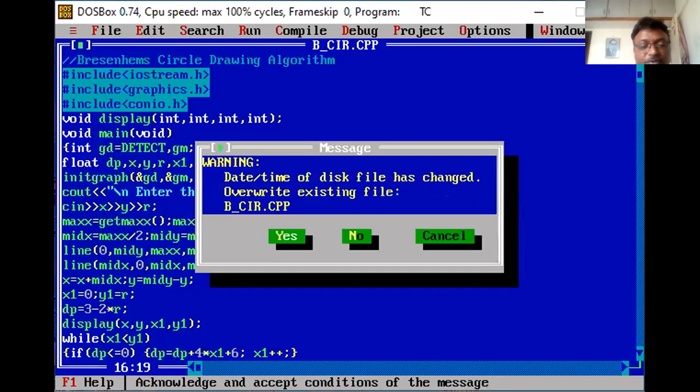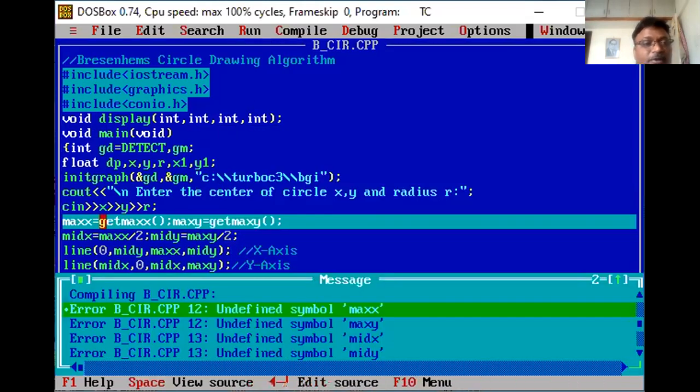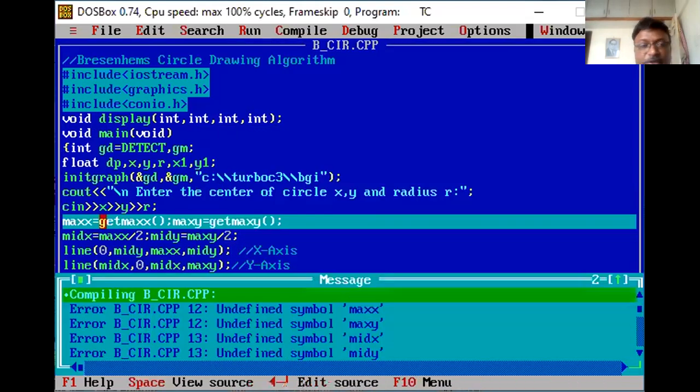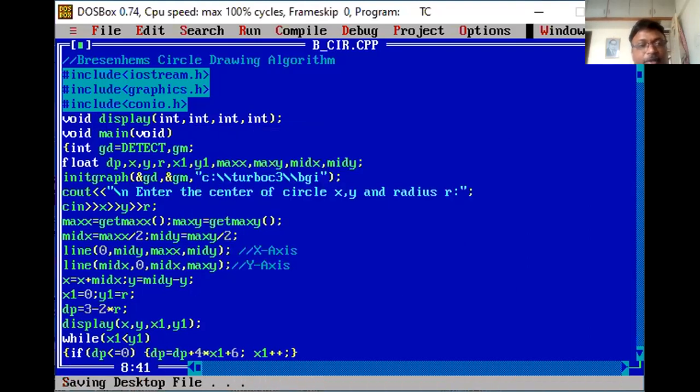Now again execute this program, the present circle I am implementing. See the error: I have not declared all the variables. So here you have to declare all the variables. What variables have we considered here? Max x, max y, mid x, mid y. Correct. You have to first declare those values and execute it again.